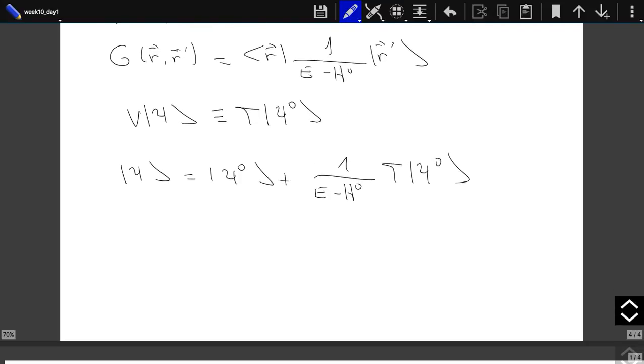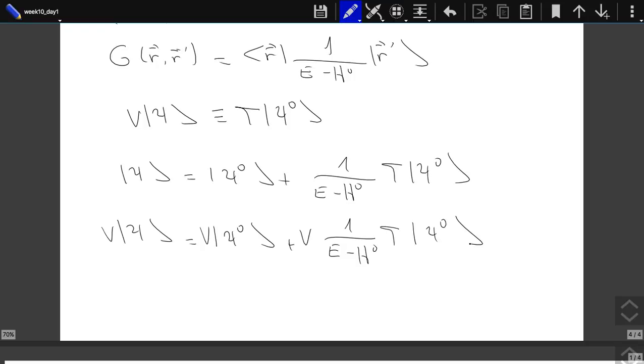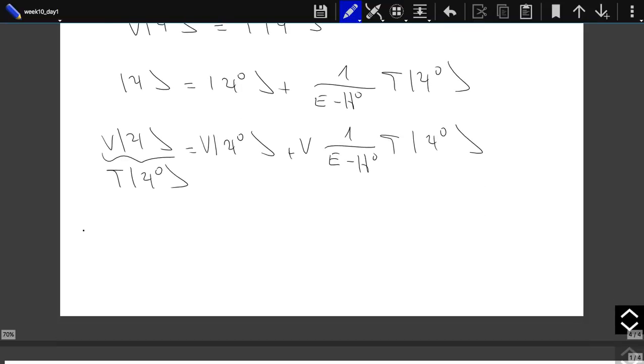But we can solve for t. In order to solve for t, we multiply both the left-hand side and the right-hand side by V. So we get V psi is equal to V psi 0 plus V times 1 over E minus H0 t times psi 0. But the left-hand side is now t times psi 0. And whatever t is, it should hold for all possible values of psi 0. But psi 0 is an eigenstate of H0, so they form a complete set. Any state I can write in terms of psi 0s. So that tells me that t should satisfy this equation: t should be equal to V plus V times 1 over E minus H0 times t.